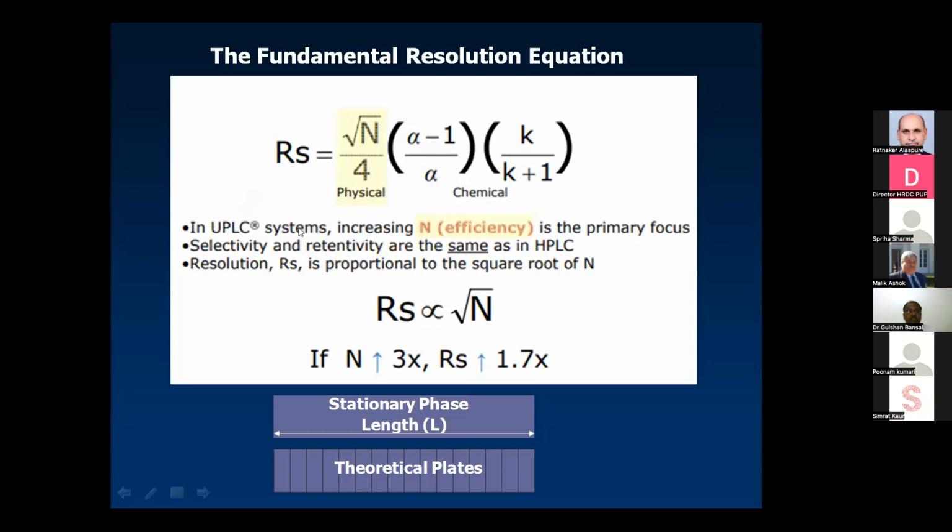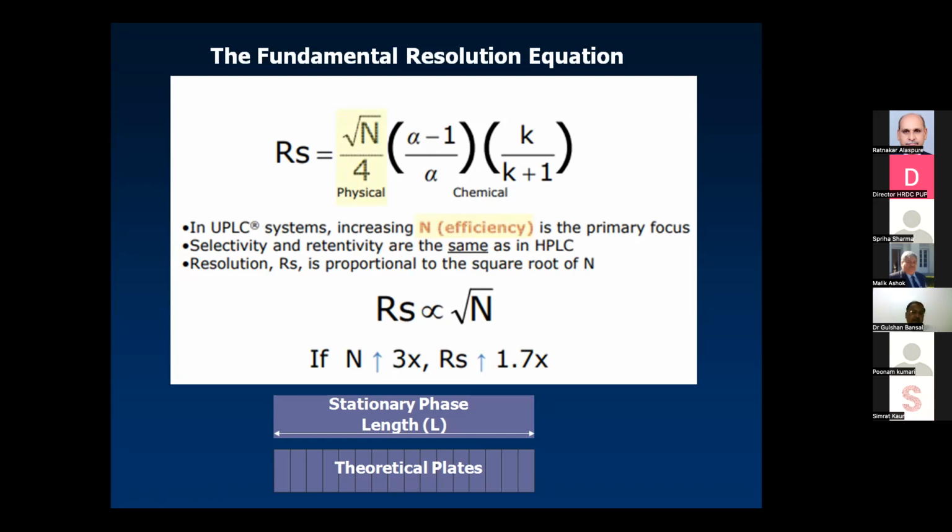So in UPLC systems, or ultra high pressure liquid chromatographic systems, this increase in N, or increase in the theoretical plates, is the primary focus. So this is what UHPLC is doing. Now, how is this N increased? See here at the bottom, the total stationary phase length is L, right? This is actually how it looks like.